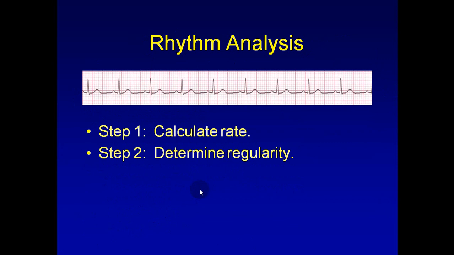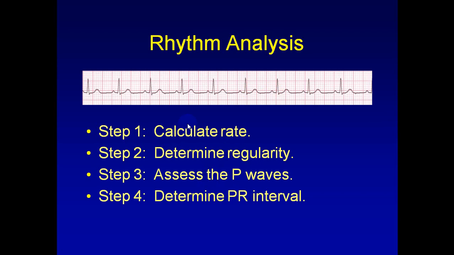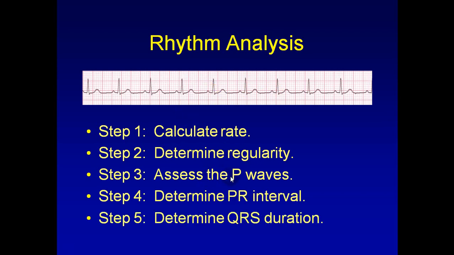Is it regular, is it irregular, is the irregularity regular, or is it completely irregular. Then the P wave: shape, contour, is it present, and its form and duration. PR interval: find the duration of the PR interval. QRS complex: duration and shape. Is it normal, abnormal, wide, bizarre, and so on.